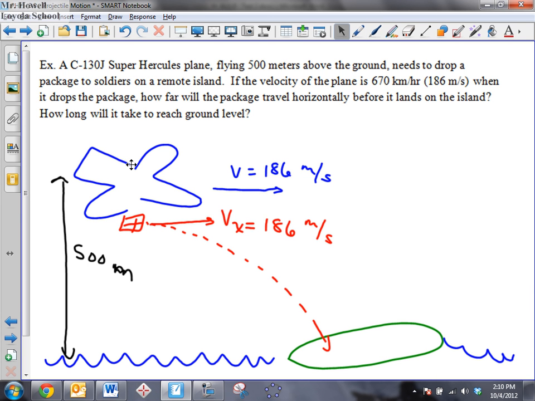Sure? Because there's no acceleration. Very good. That's it right there. Remember, the acceleration in the x direction is always 0. There is nothing propelling this package.